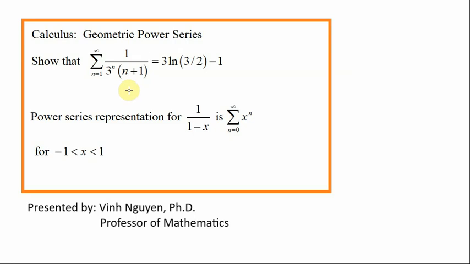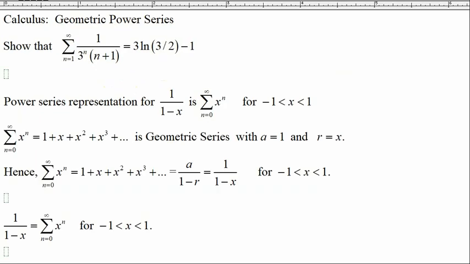In this video, I want to show that the infinite series with the expression 1 over 3 to the n times n plus 1 converges to 3 times the natural log of 3/2 minus 1. This video involves geometric power series. Once again, we want to show that this infinite series converges to 3 times the natural log of 3/2 minus 1.